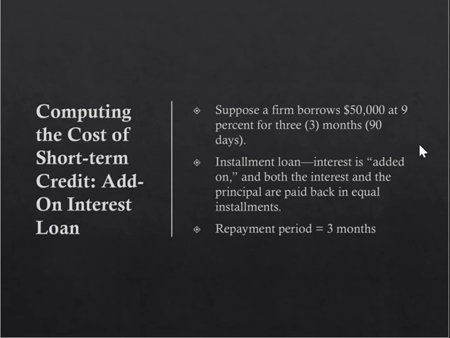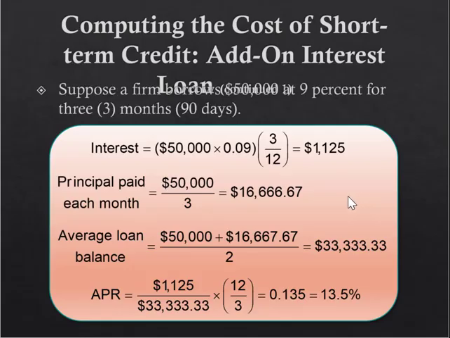So in an installment loan, it's a similar structure, except interest is added on and the interest is paid back in equal installments along with the principal repayment. This is typical of car loans and home loans and student loans. And so your payments are all the same, and a portion of it goes to principal, a portion of it goes to interest. So what does that look like? Suppose a firm borrows $50,000 at 9% for 3 months, 90 days. So again, we've got $1,125 worth of interest.